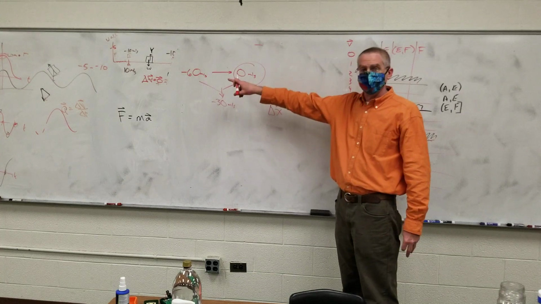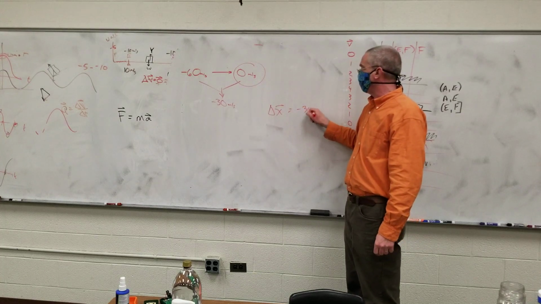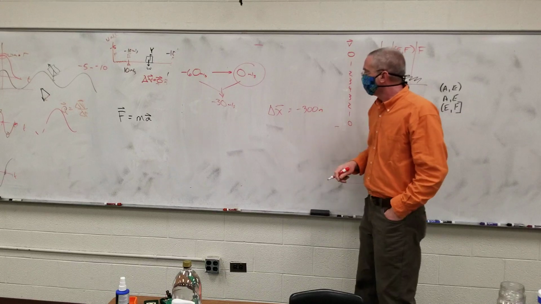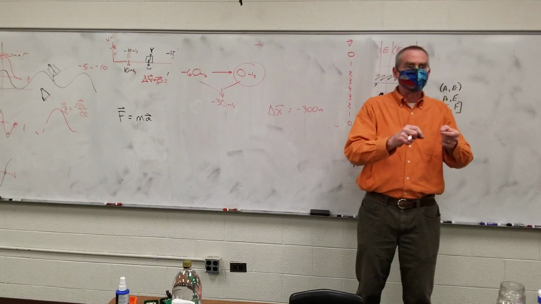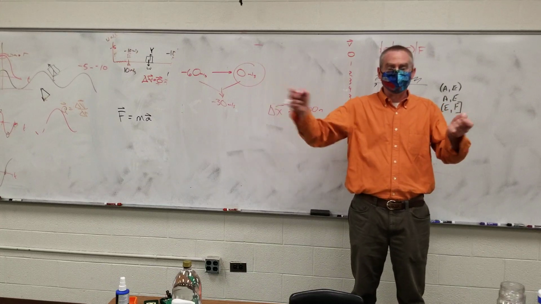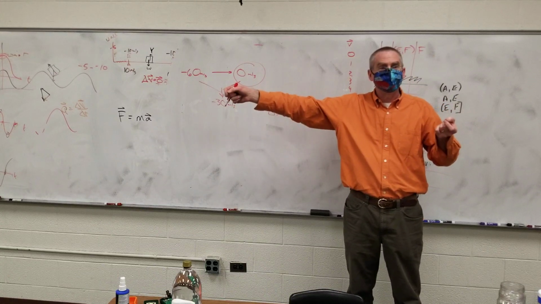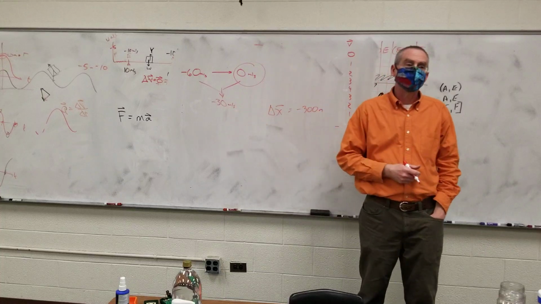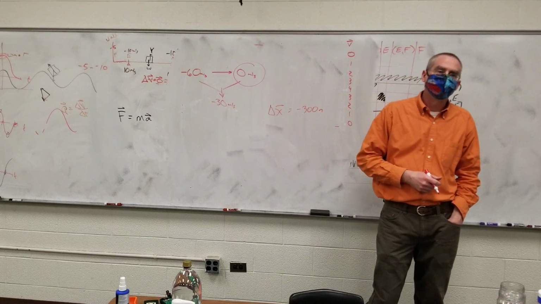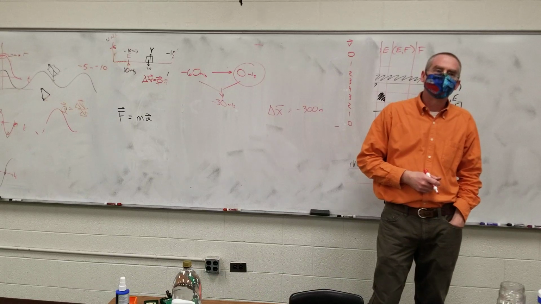Because I'm going in the negative direction here, displacement is negative 300 meters. Because I'm not turning around, that would also be the distance, because distance is just how far I've actually traveled, and I'm only going in one direction here. So my distance would be positive 300.